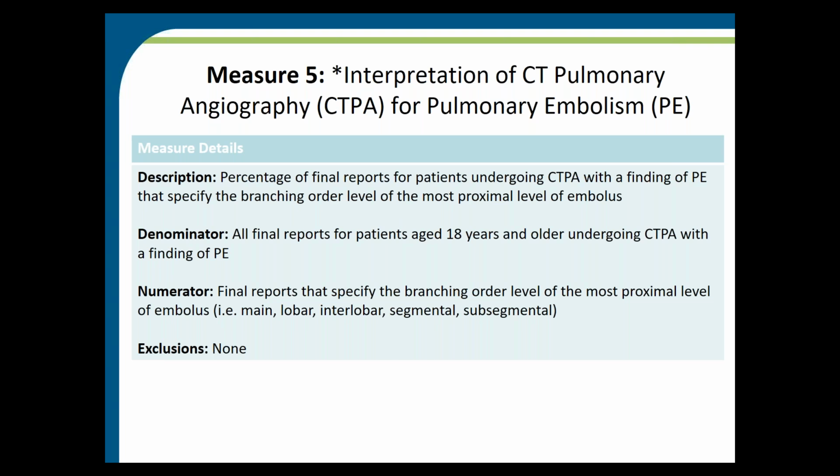So this is interpretation of CT pulmonary angiography for pulmonary embolism. The description is the percentage of final reports for patients undergoing CTPA with a finding of pulmonary embolism that specifies the branching order level of the embolus. So for that measure, we want to know if it was a patient aged 18 or older who was undergoing CT pulmonary angiography, and if there was a finding of PE. That's to calculate the denominator. And then for the numerator, we need to know if that final report specified the branching order as stated below.